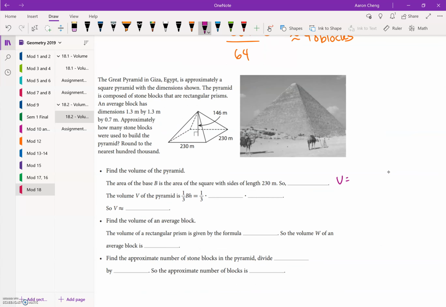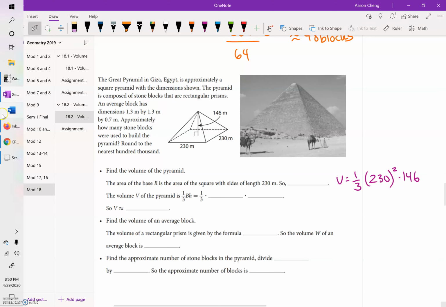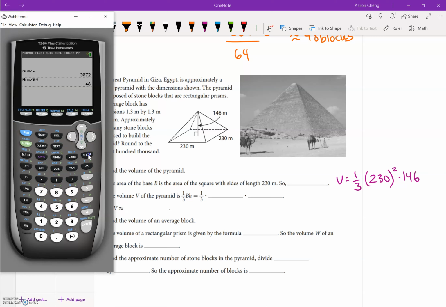So our volume is 1/3. The area of the base is 230 squared, because it's a square, times the height, which is 146. So 230 squared times 146 divided by 3 gives us a large number.